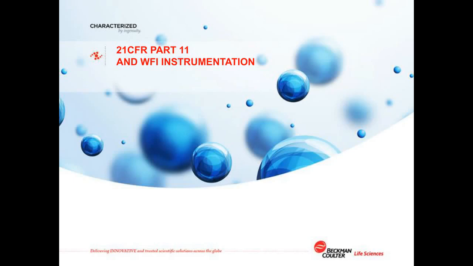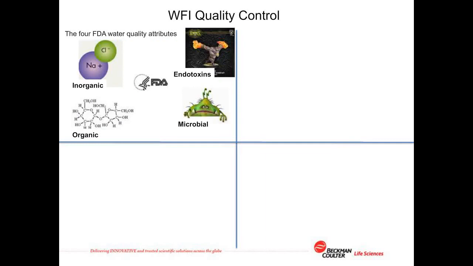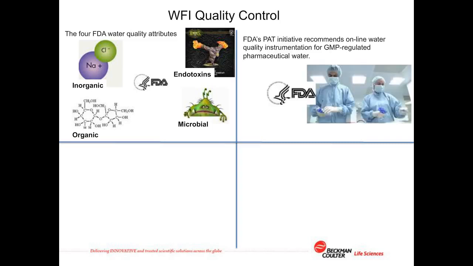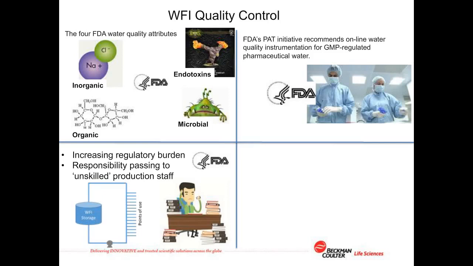So let's take a look at the FDA 21 CFR Part 11 guidance in the context of water for injection monitoring instrumentation. The FDA mandates 4 water quality attributes for purified water and water for injection: inorganic contaminants, total organic carbon, endotoxins, and microbial colony-forming units. As I mentioned earlier, the FDA encouraged online process monitoring for quality control in their PAT initiative. At the same time, the expectations for the amount of quality information is increasing, and in many cases, the responsibility for collecting this data is passing to production staff.